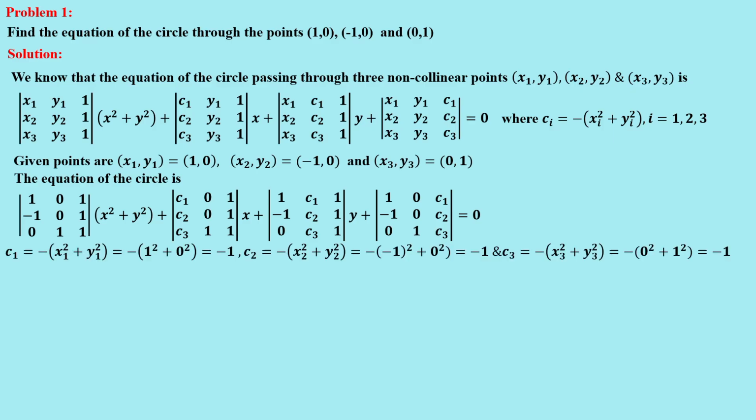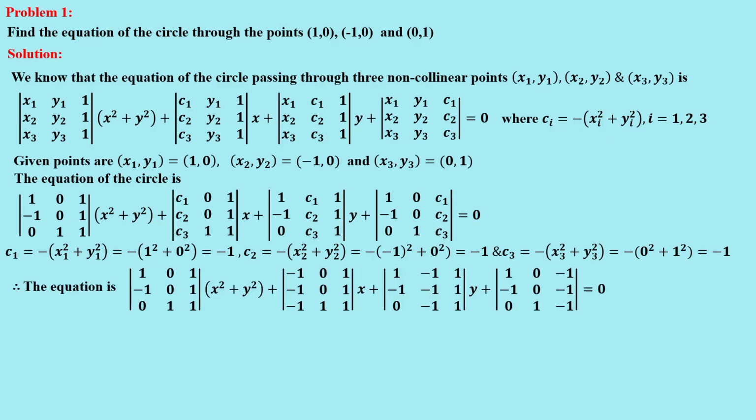Now we calculate c1, c2, c3 using the formula ci = minus (xi² + yi²). c1 equals minus (x1² + y1²), that is minus (1²), that is minus 1. c2 equals minus (x2² + y2²), that is minus of (-1)², also minus 1. And c3 equals minus (x3² + y3²), that is minus (0² + 1²), also minus 1.